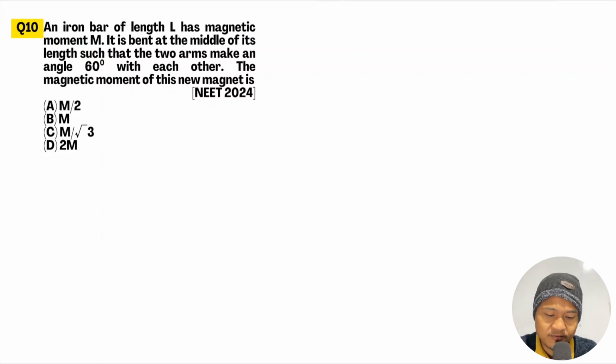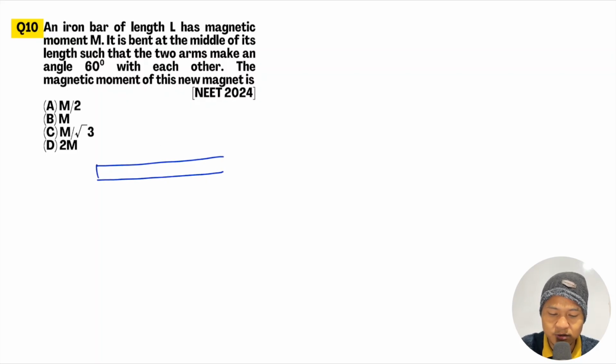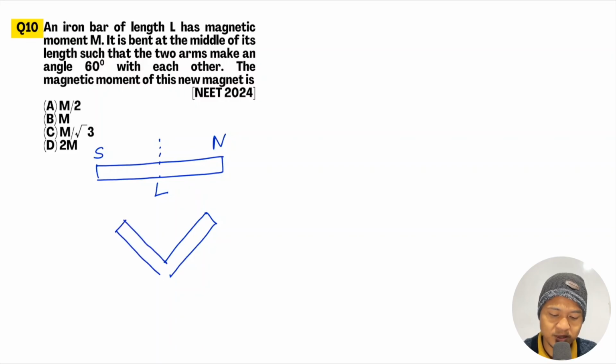An iron bar of length L has magnetic moment M. It is bent at the middle such that the two arms make an angle of 60 degrees with each other. So this is a bar magnet, north and south, with length L. You have to bend it like this, such that it makes an angle of 60 degrees. The length of each arm is L by 2. So north pole, south pole.